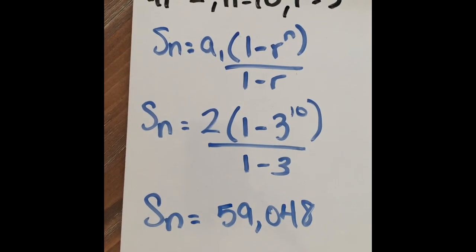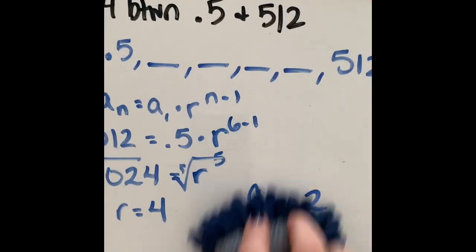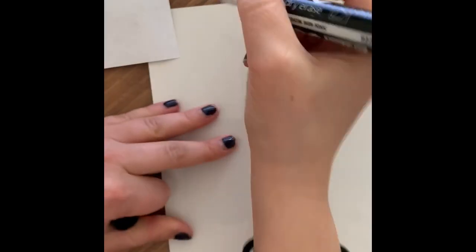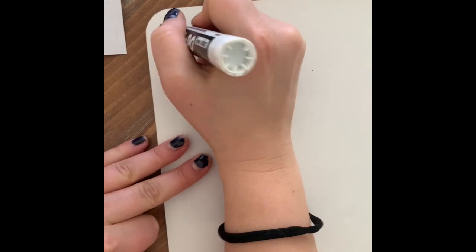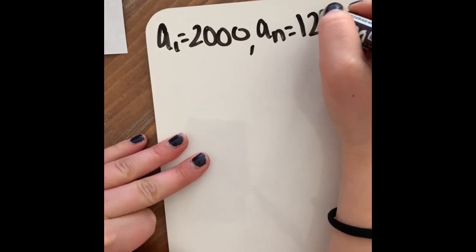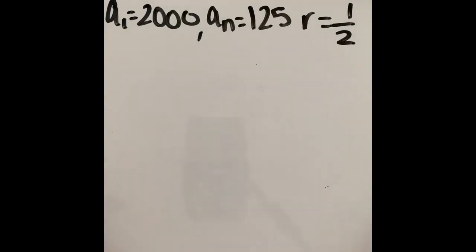Okay. The next one is a little bit more challenging because we don't necessarily know all the information that we need. So let me just clean off this board. It's still a geometric, so we're using that geometric sum formula. All right, so looking at this, I'm just going to rewrite my formula and what we have. a sub 1 is 2,000, a sub n is 125, and r is equal to 1/2. That's the information that we know for this one.